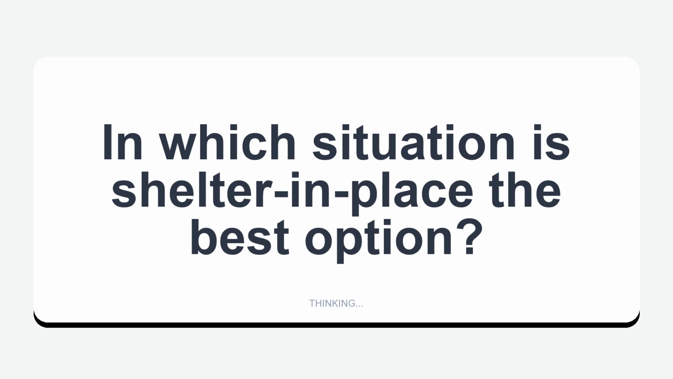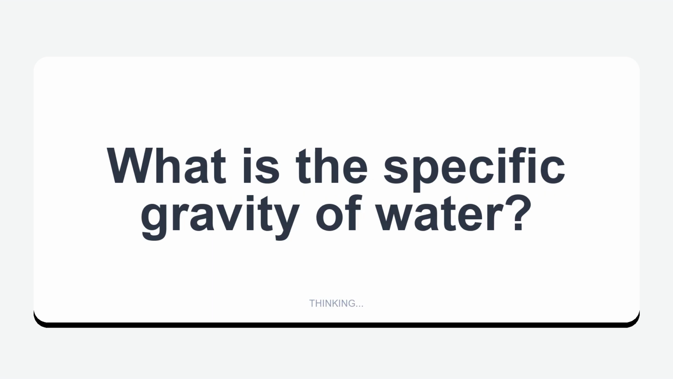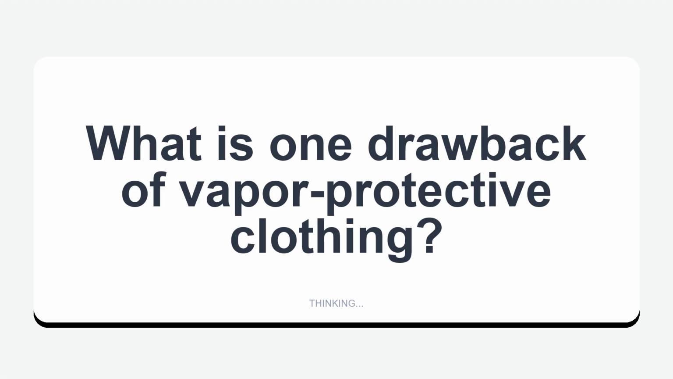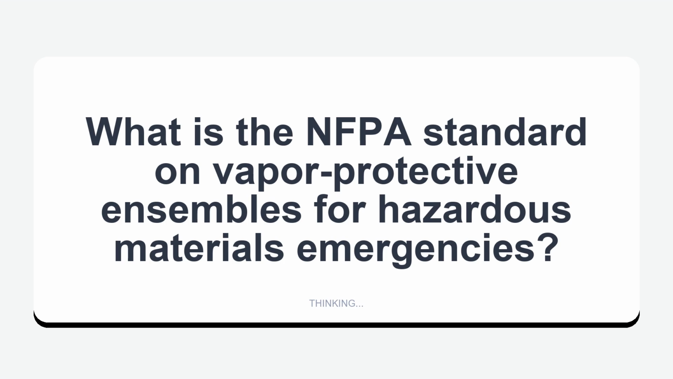In which situation is shelter in place the best option? The exposed population consists of patients in a healthcare facility. What is the specific gravity of water? 1. What is one drawback of vapor protective clothing? It retains the wearer's body heat. What is the NFPA standard on vapor protective ensembles for hazardous materials emergencies? 1991.